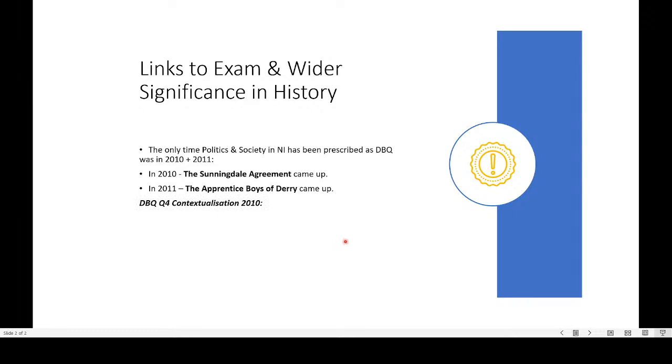So if we focus in on the documents-based question or the contextualization question of 2010, it reads like this: What were the difficulties associated with implementing the Sunningdale Agreement? We're going to provide a sample answer for that past paper as we progress throughout today's Saturday session.